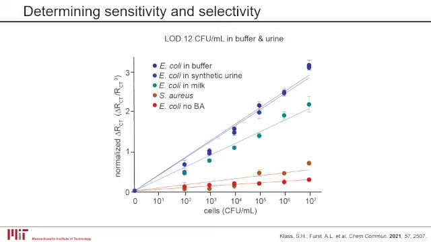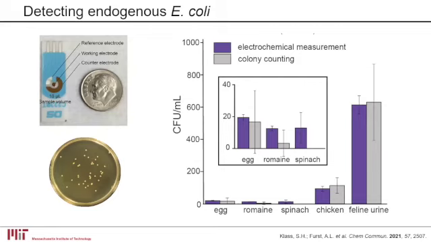So we can do this in a lab environment, but can we do this from real samples? Next, what we sought to do is to compare our technique to the current gold standard for E. coli detection. For those of you that are unfamiliar with this technique, it involves plating cells on agar plates and then waiting for them to grow, often for several days. And this is really state of the art. So we wanted to see how well our electrochemical method aligned with that.